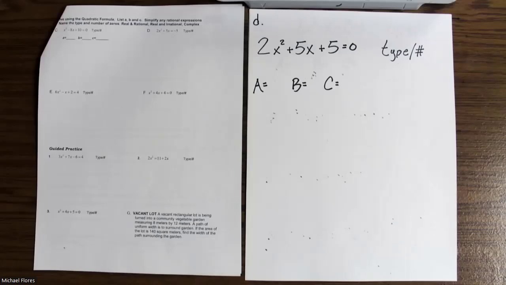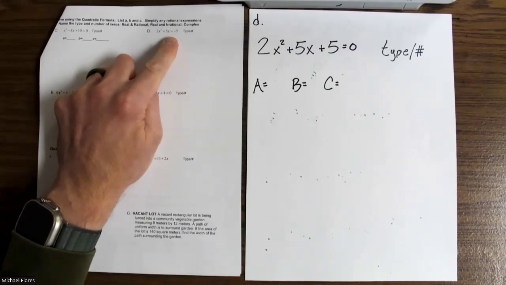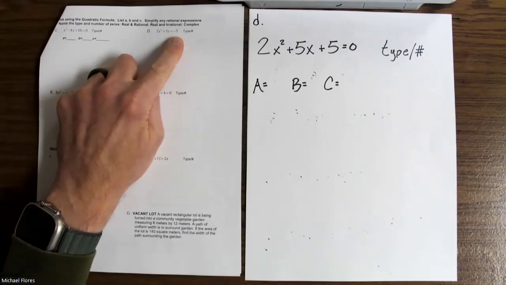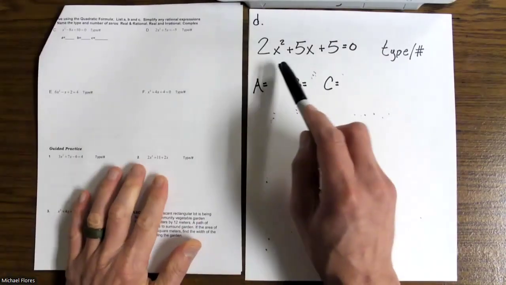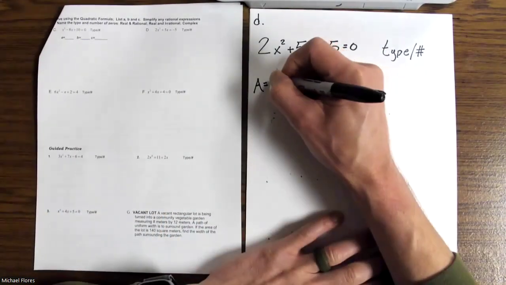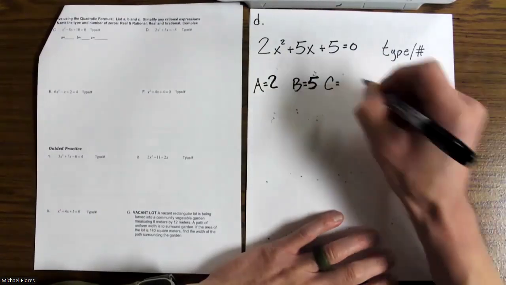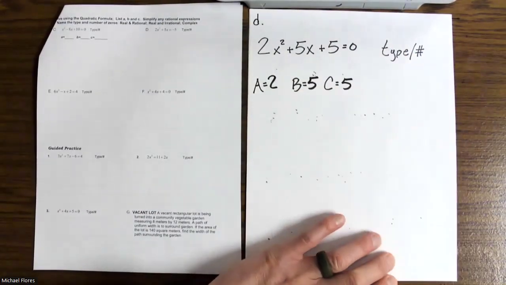Looking at example D, first notice that they don't have it in the correct order. It's not set equal to 0. So you would first have to add 5 to both sides of your equation. If you do so correctly, this is where we're currently at. Our A value here is 2, B value is 5, C value also 5.